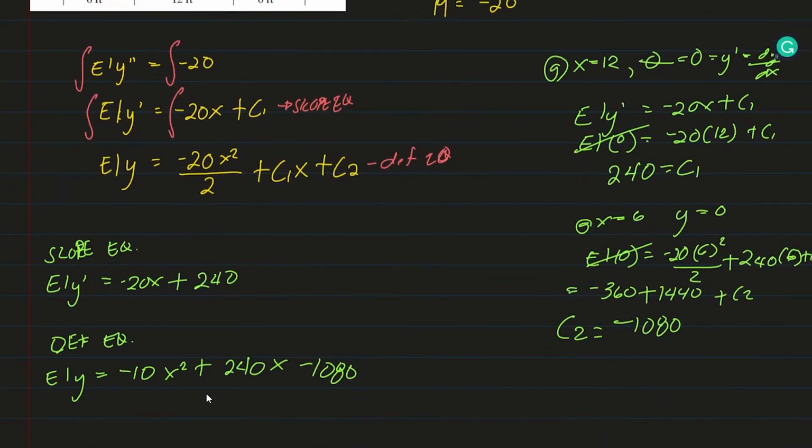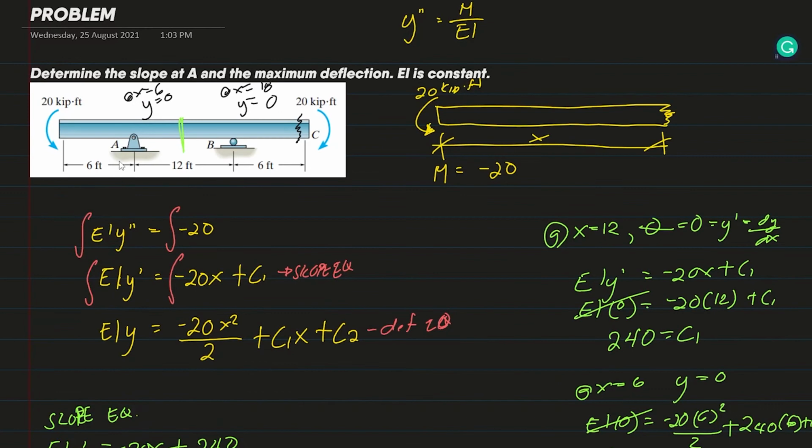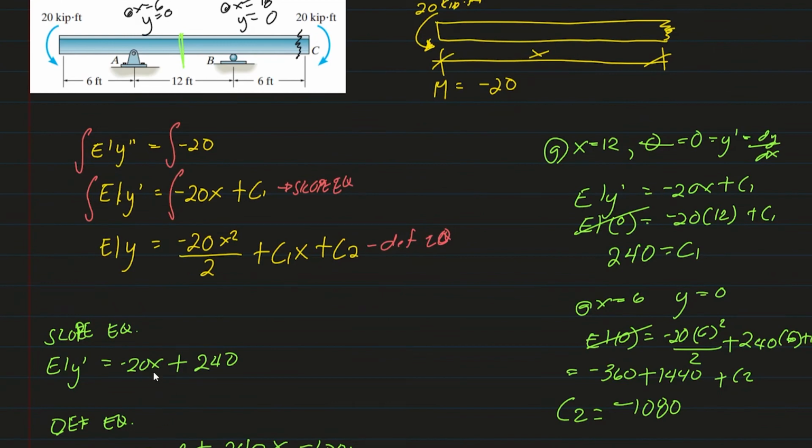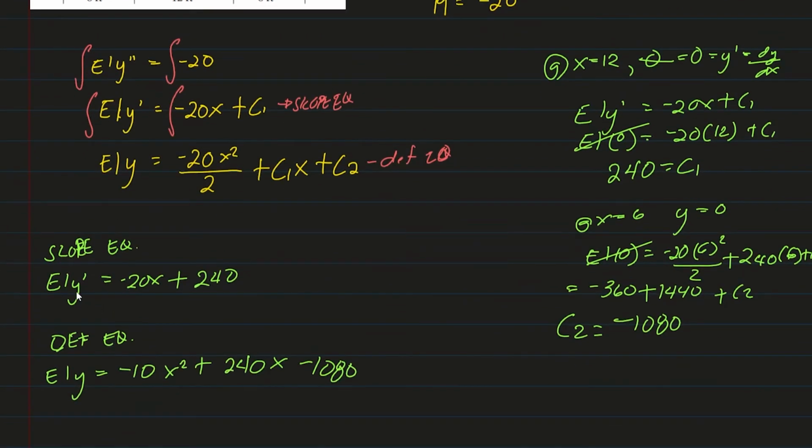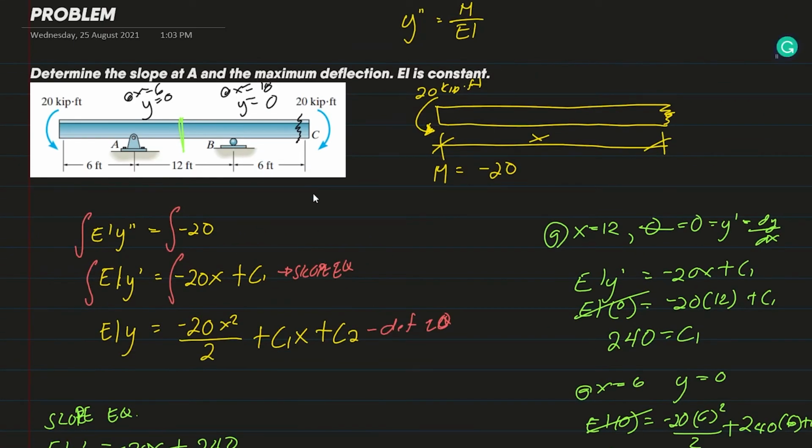So, if we would like to solve the slope when x is 6, palit na lang natin tong x equals 6 sa mga variable x na yon, then we can solve for y prime. Same likewise sa deflection. Now, let's go back to the problem. Ano yung mga tinatanong? Slope at A. Let's start with that.